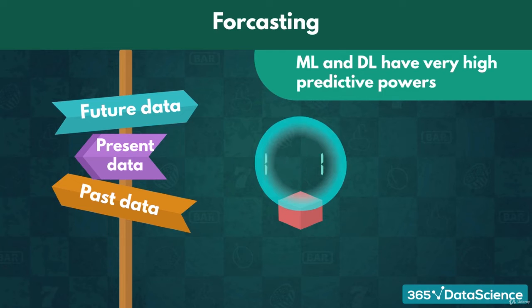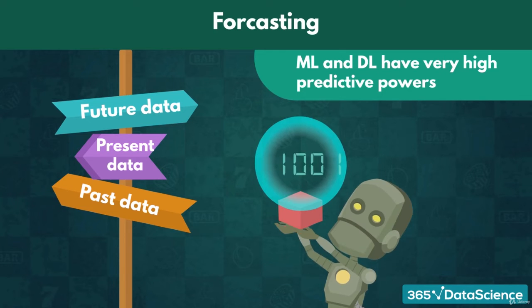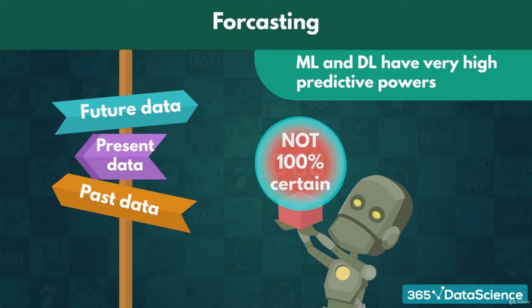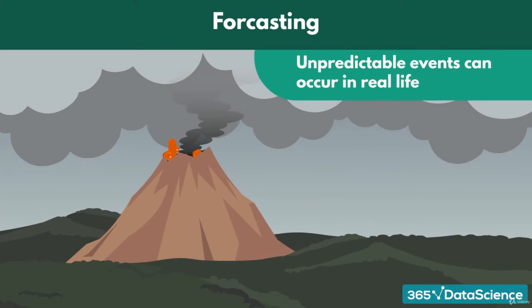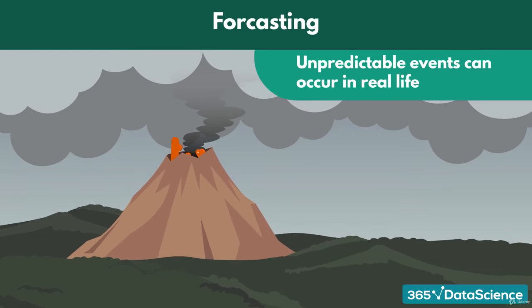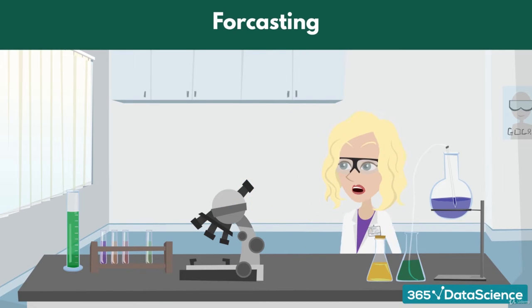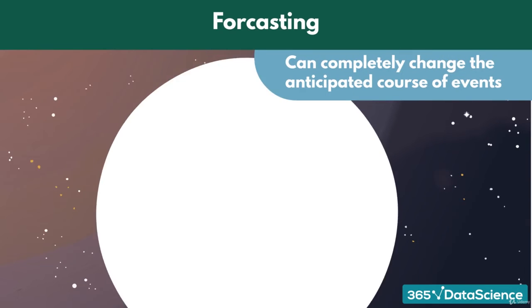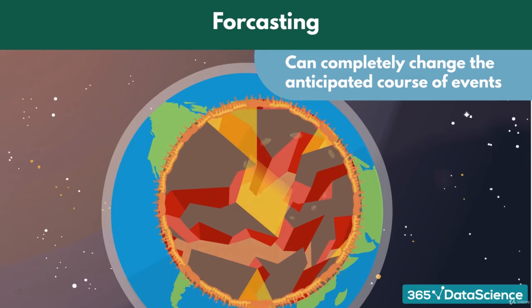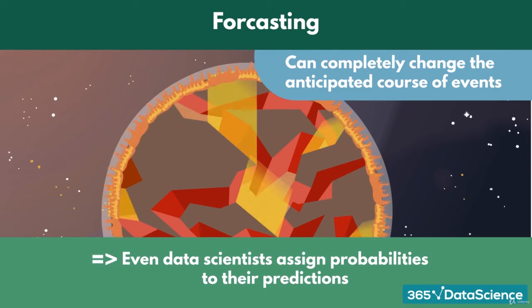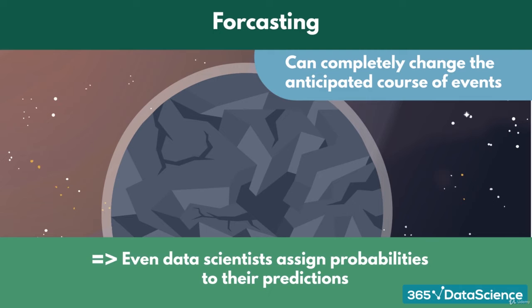Even though machine and deep learning processes tend to yield very high predictive powers, they are still not 100% certain. Each prediction has a probability of being incorrect. That is because there are unpredictable events that can occur in real life. Earthquakes, volcanic eruptions, or sudden scientific breakthroughs can completely change the anticipated course of events. Thus, even data scientists assign probabilities to their predictions, however accurate they may be.